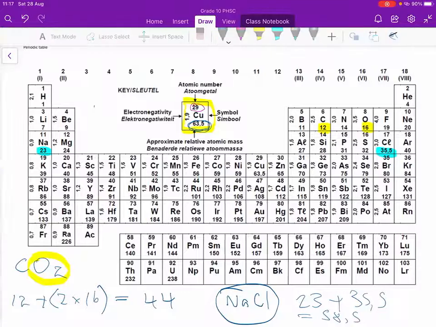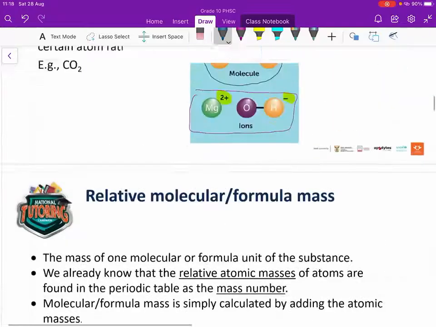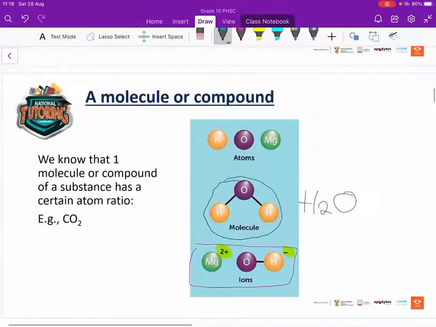So I hope that was a good reminder for you. That's how we calculate. So if it's a molecular substance, we just call it molecular mass. And if it's an ionic substance, then we call it formula mass. They essentially are kind of the same thing. We just use the terms differently when we're distinguishing between a molecule or a compound.